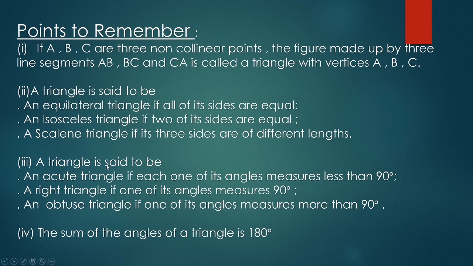Next, a triangle is said to be an acute triangle if each one of its angles measures less than 90 degrees, a right triangle if one of its angles measures 90 degrees, an obtuse triangle if one of its angles measures more than 90 degrees. And the last property is that the sum of the angles of a triangle is 180 degrees. This is also called the angle sum property of a triangle.